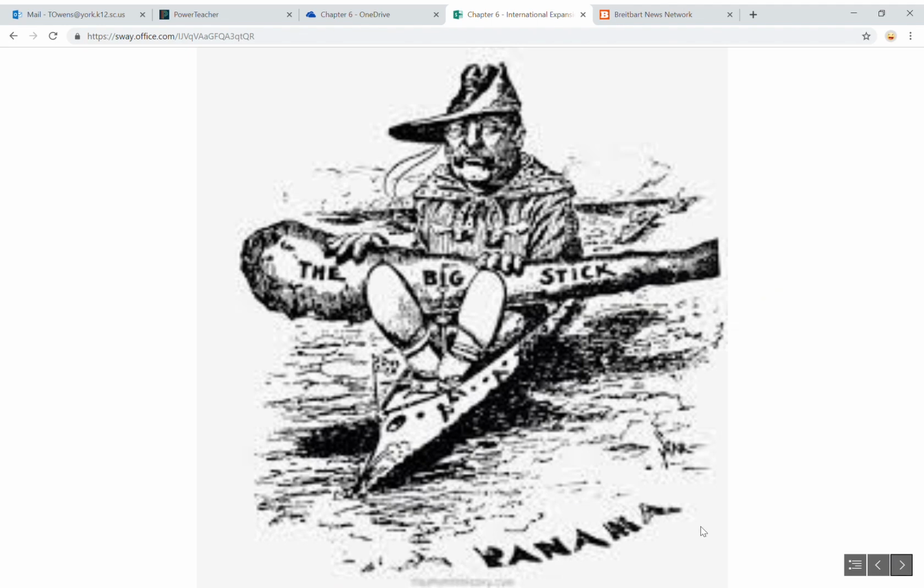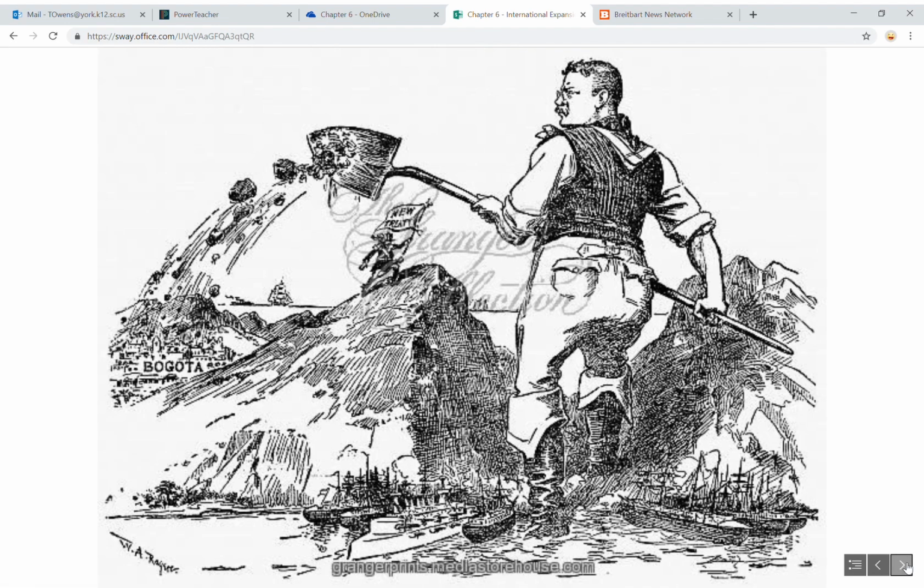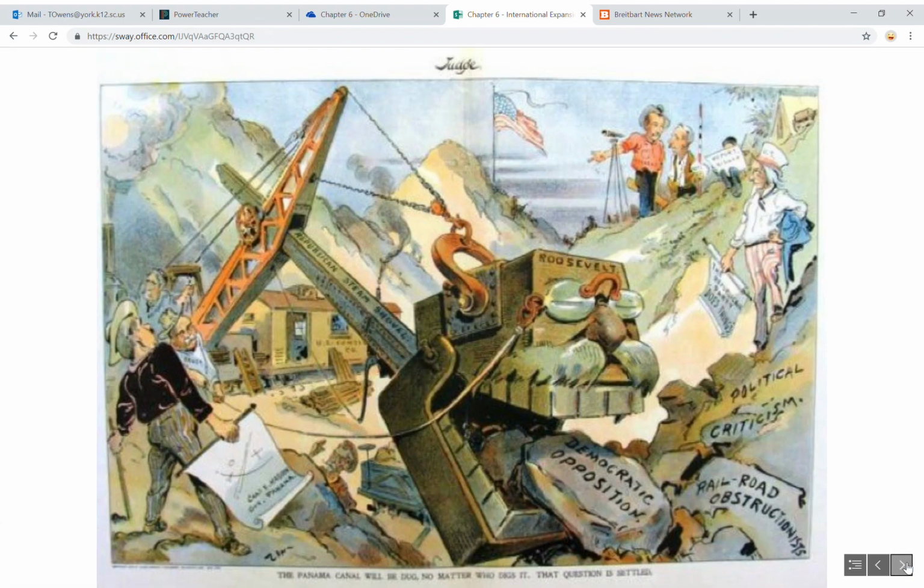Again, you can see him. He's on what looks like a little canoe, but he's really sitting on a ship, and he's got that big stick. Again, going to Panama. There he's digging. Roosevelt's digging the canal through the mountains.